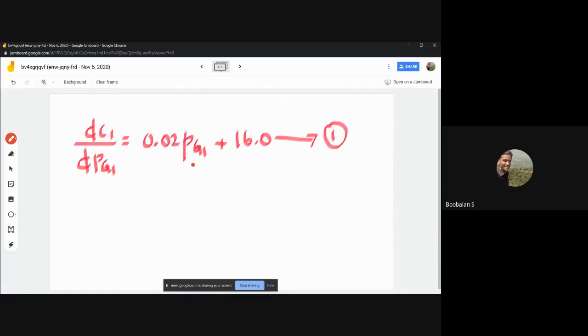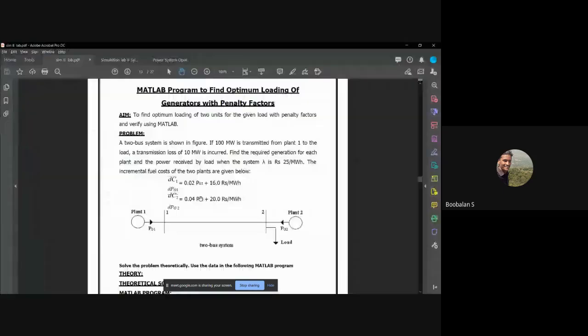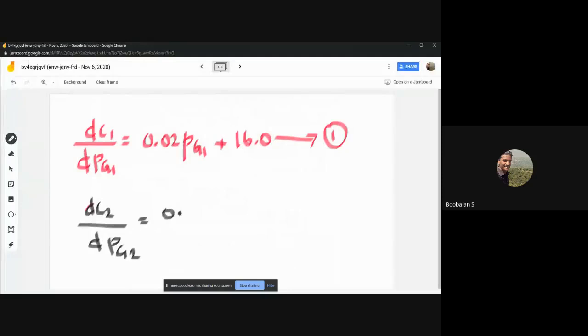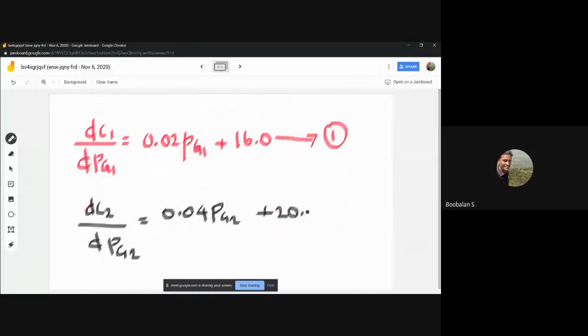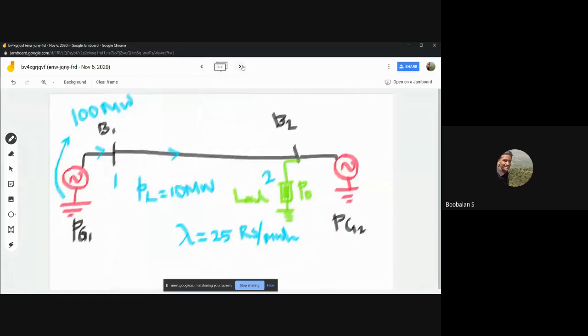The same way we have for plant 2, right? Now we'll have dC2 divided by dPG2 equal to 0.04 PG2 plus 20 rupee. This is my second equation. So these are the data which are given in our problem, right? So we'll have these data. Now we'll directly jump into our problem, right?